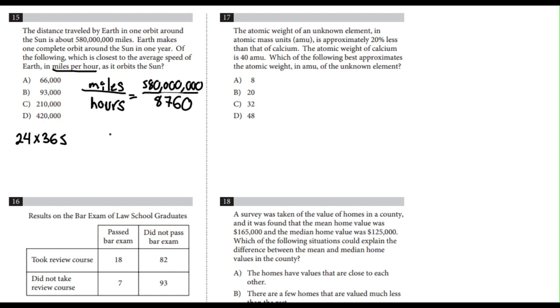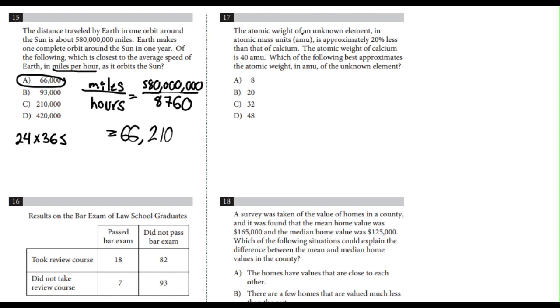8,760. So to figure out the miles per hour of the Earth as it orbits the sun, we're going to divide 580 million by 8,760, and this will give us approximately 66,210, which will be answer choice A.